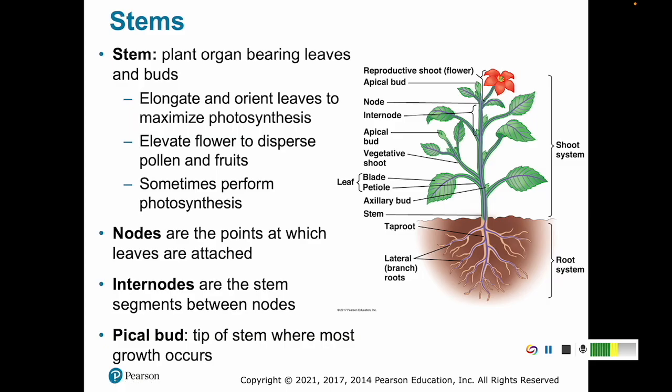The stem alternates between nodes and internodes. Nodes are the places where leaves attach, and internodes are the spaces between them. So here's a node, internode, node, internode, node, internode, node. The apical bud is the tip of the stem where most of the growth is going to occur. There are also axillary buds.